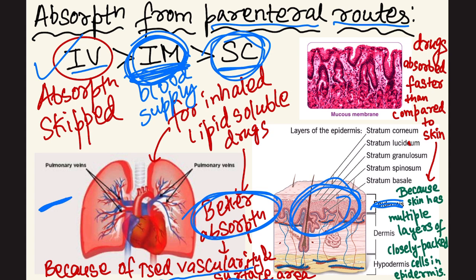And when the drug is applied directly on the mucous membrane, in that case the drug will be absorbed even better than when it is absorbed by the abraded skin or by the intact skin. So these are the different parenteral routes.